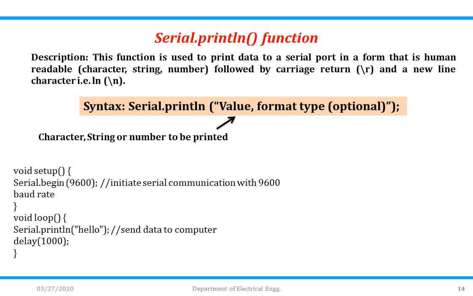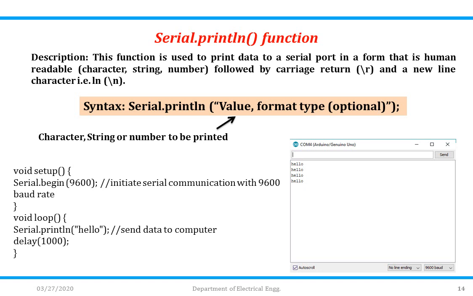Let's take one example. Suppose in void setup I have taken the baud rate as 9600, and in void loop I have written serial.println("hello world") and a delay is given. What will be the expected output? It will first print the word hello, then as ln is present, the cursor will go to the next line. After a delay of 1000, it will print hello again. So continuously it is going to print hello, hello, hello. This is serial.println. The basic difference is that both will print the sentence or number, but the ln is followed by a carriage return or a new line, that is, the cursor will go to a new line.